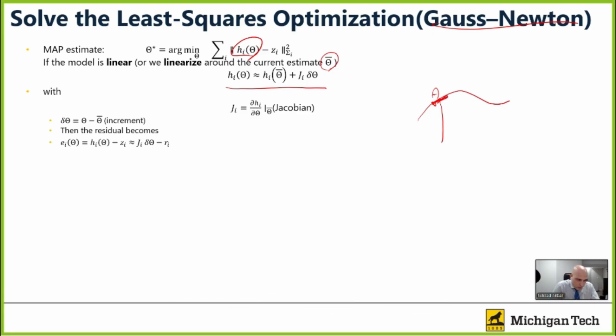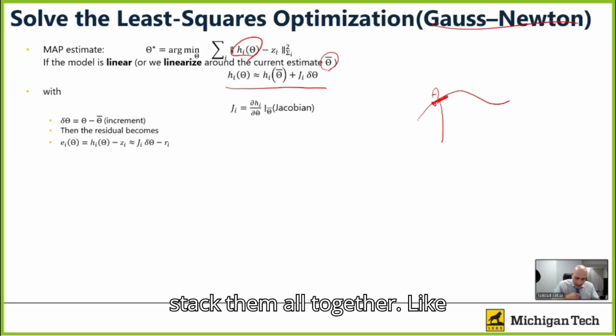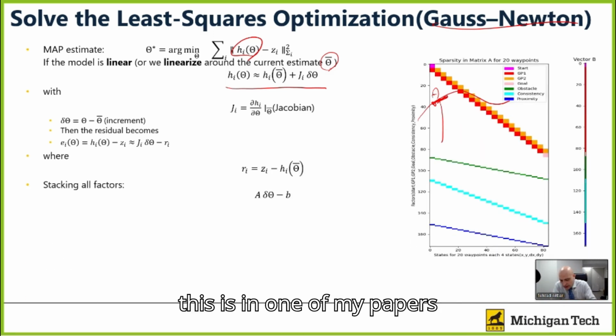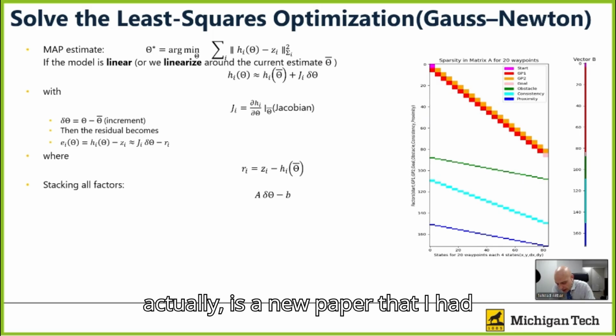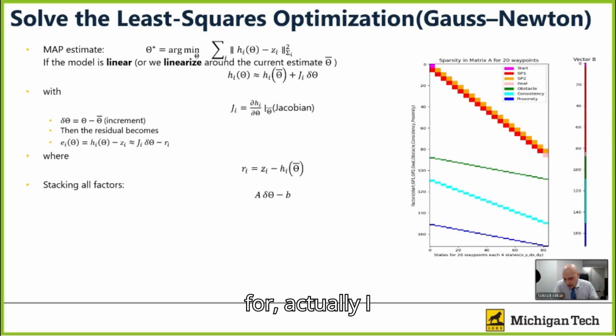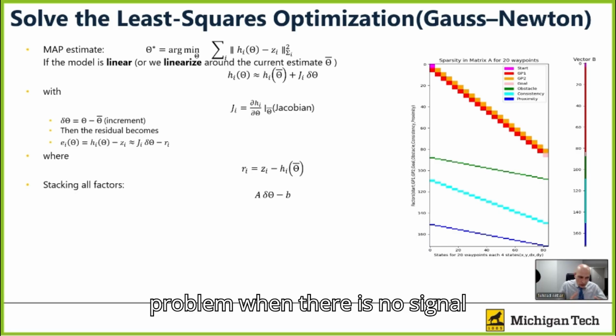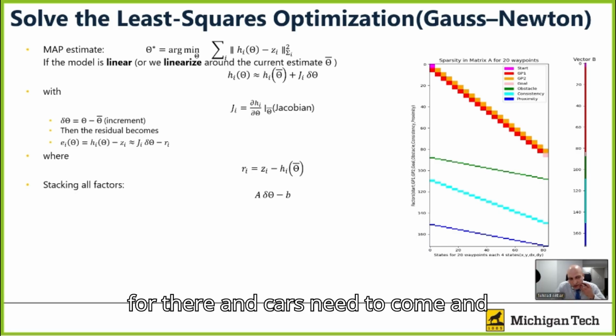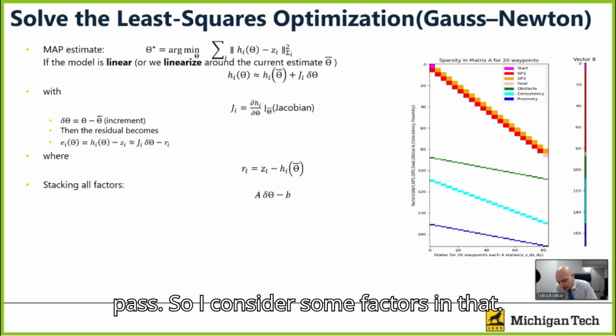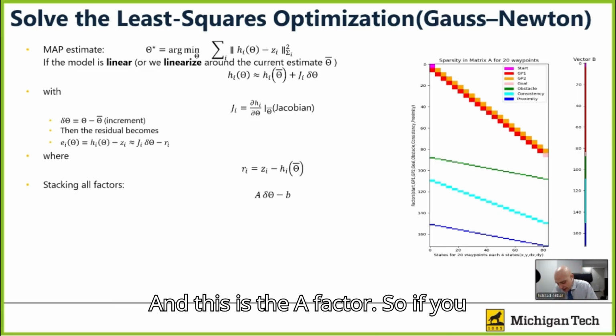For each factor, we find this Jacobian and stack them all together. This is in one of my papers, a new paper that I had for the unsignalized intersection problem, when there is no signal and cars need to come and pass. So I consider some factors in that, and this is the A factor.